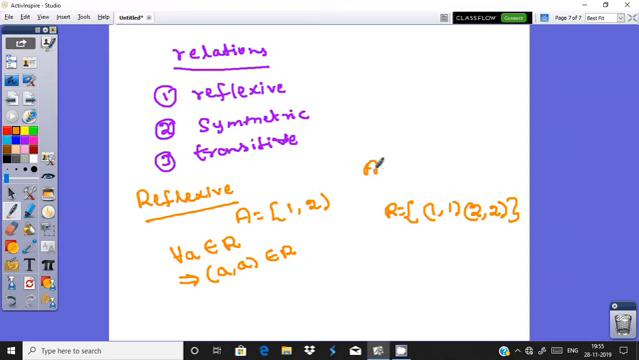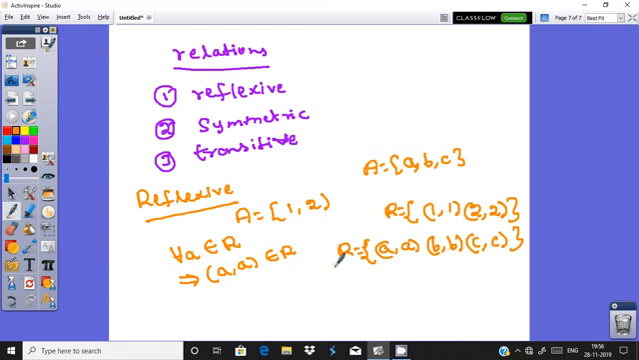If I write A equal to {A, B, C}, then I can say R equal to (A, A), (B, B) and (C, C) is reflexive. If any one is missing here, we cannot say that this is reflexive.